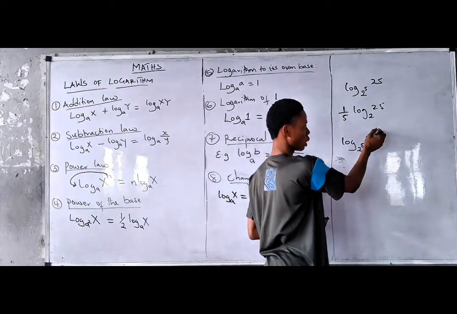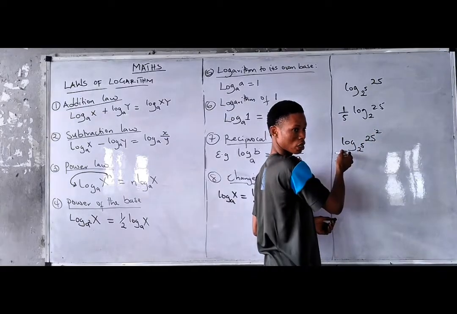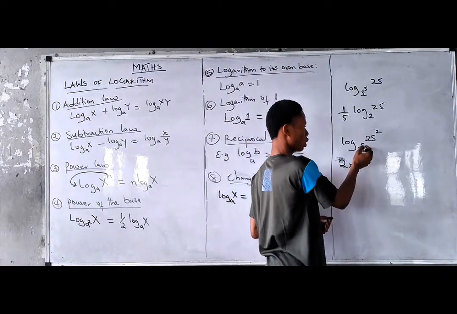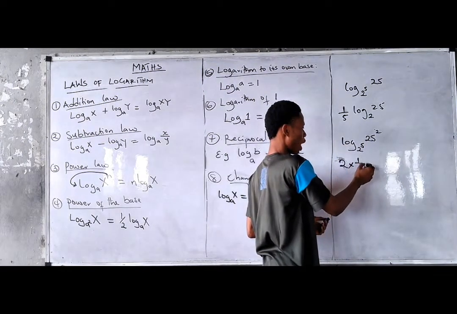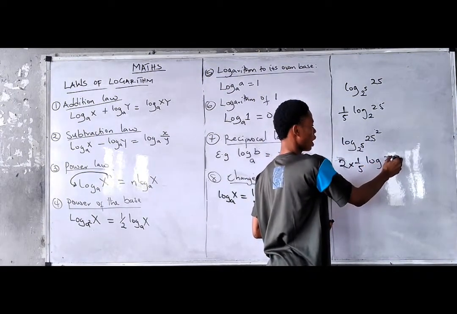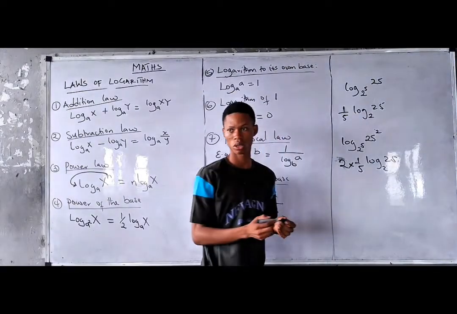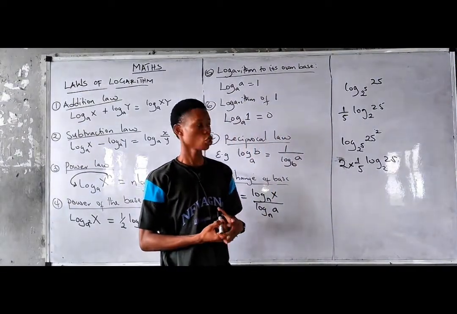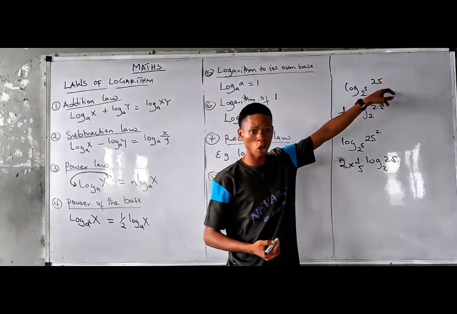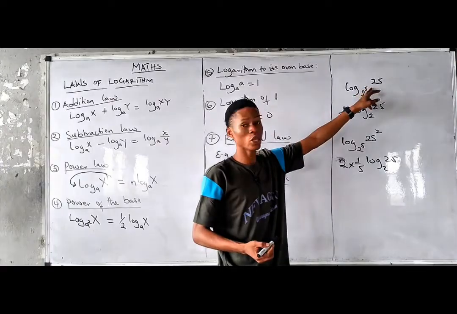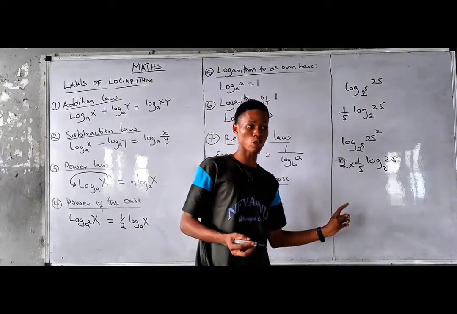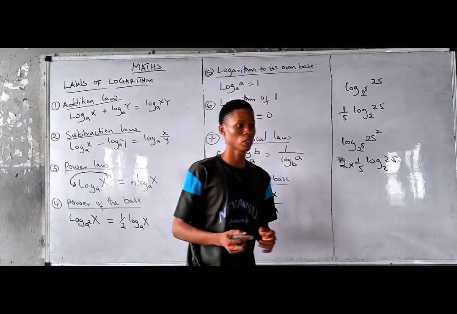Normally, you know this one on its own will come here, so you have 2 times. This one will come here, but you take the reciprocal, right? 1 over 5 log 25 in base 2. Do you get? So anytime the power is on the logarithm, the number, you just bring it like that. But if the power is on the base, you take the reciprocal before you bring it to the front, before you use it to multiply.